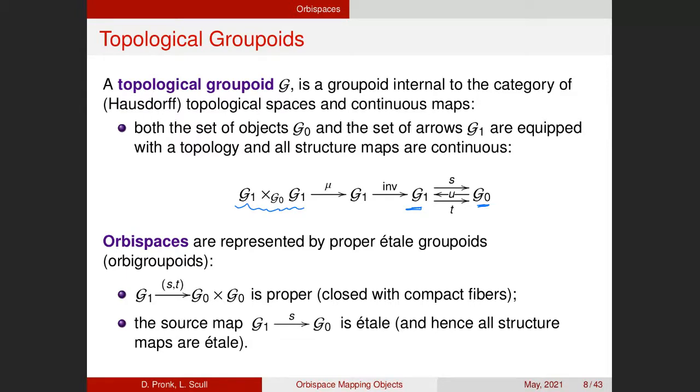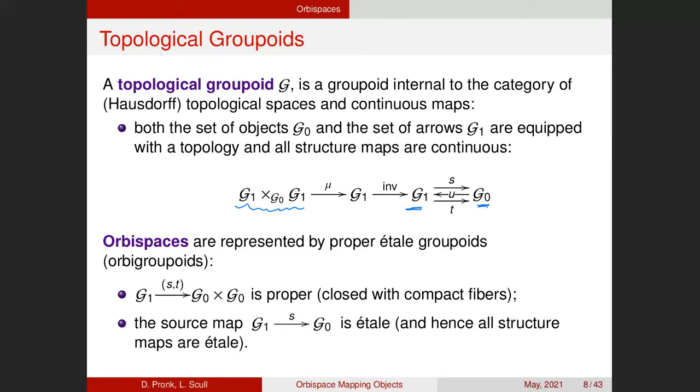But we do want to keep track of the fact that G0 are the objects of my groupoid, and G1 are the arrows. In this case, rather than just having sets, we'll have spaces there. And then there also needs to be a space of composable pairs of arrows. So this is the pullback of source and target over G0.